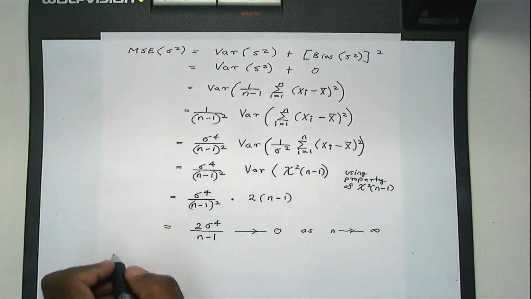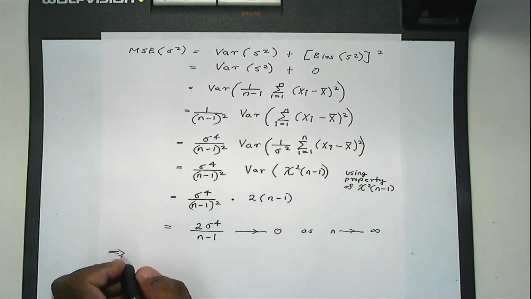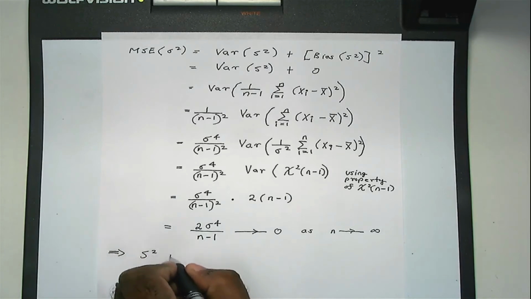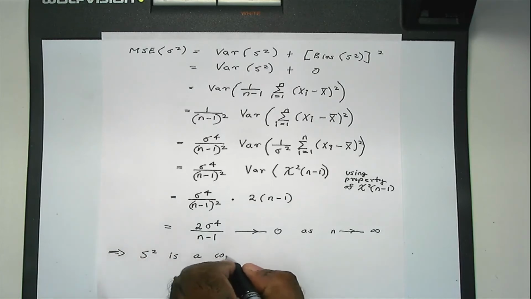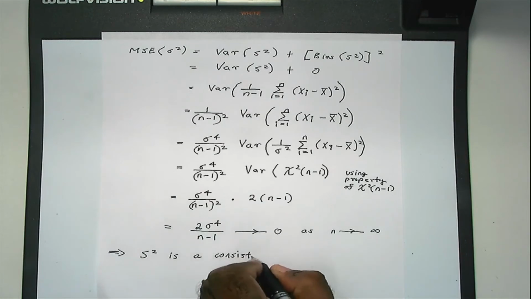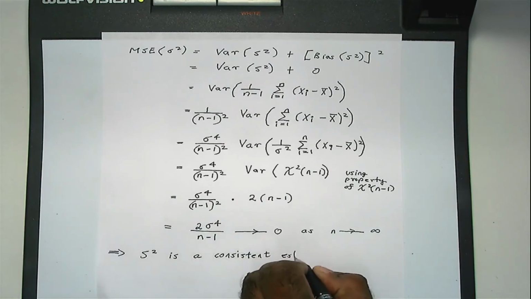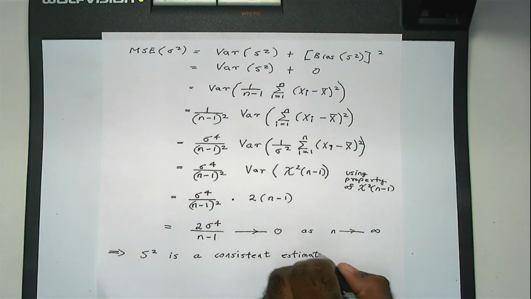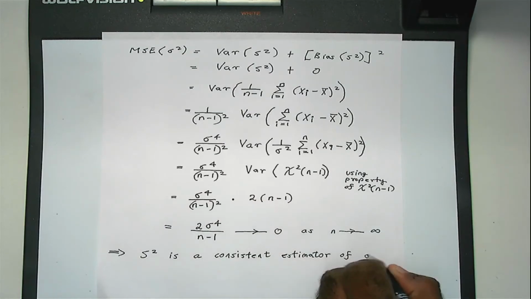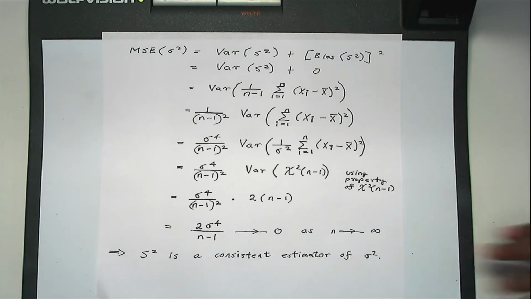So the conclusion here is that S squared is a consistent estimator of sigma squared. So it is an unbiased estimator, and it's also a consistent estimator. So it has both good properties. So that's your example 6. The next example, 7.